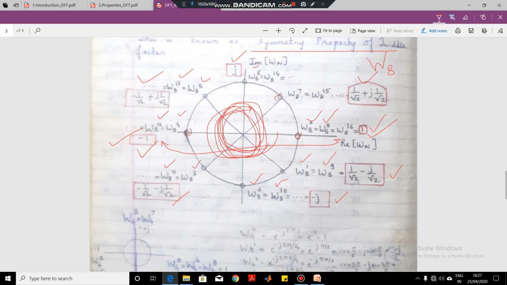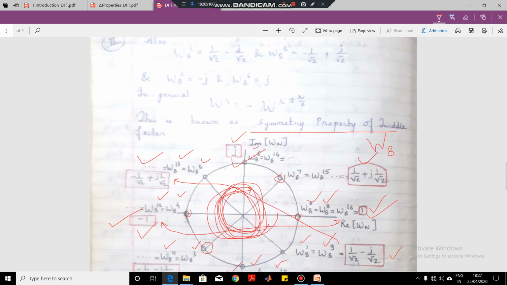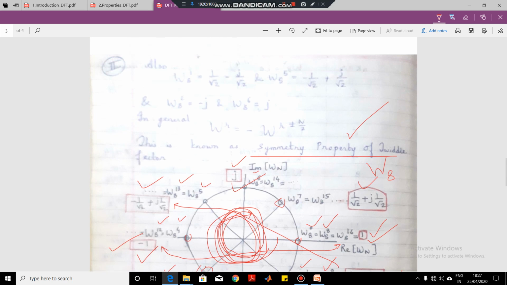Similarly, if you see this opposite diagonal, on this circle, here it is 1 upon root 2 plus j 1 upon root 2. Here the value is the same, only it has a minus sign. Similarly, here it is minus j, and here it is plus j. Here it is 1 upon root 2 minus j 1 by root 2, and opposite to this you have the value minus 1 upon root 2 plus j 1 by root 2. So this is called the symmetry property of the twiddle factor.